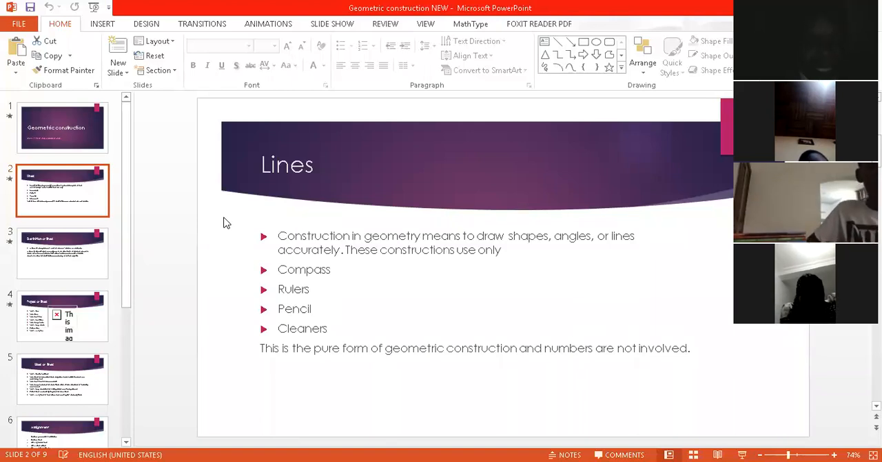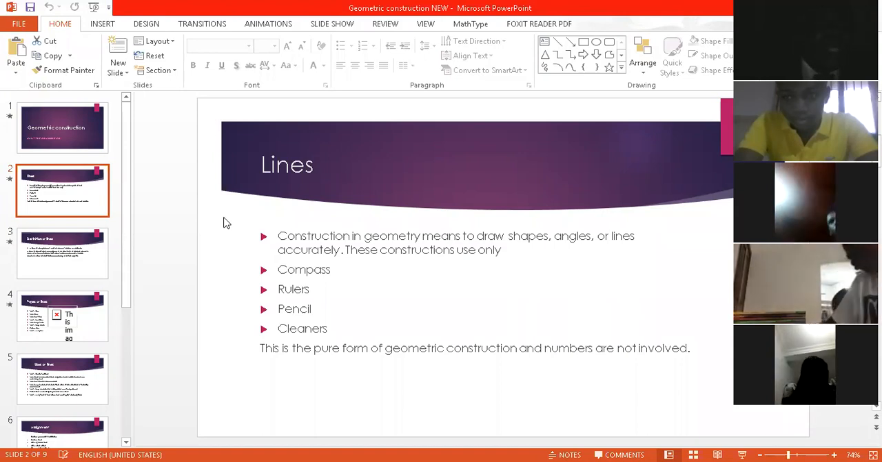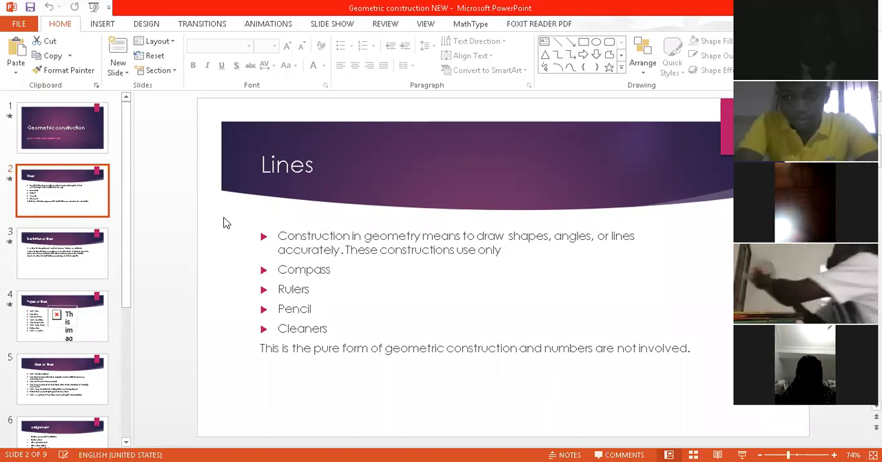All you need is a compass, ruler, pencil, and probably a cleaner, so that if you make a mistake, you can correct it. You don't need other drawing materials like set square, T-square, drawing board, and so on, for geometric construction. So in geometric construction, you only draw with a compass, ruler, pencil, cleaner, and a clean sheet of paper.